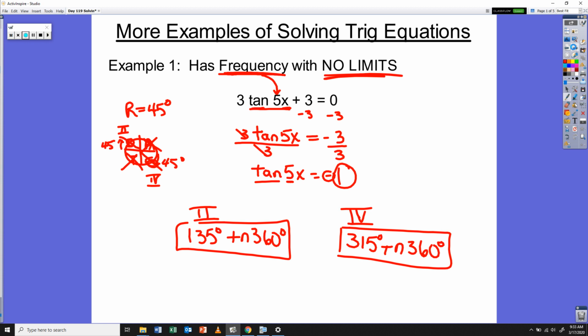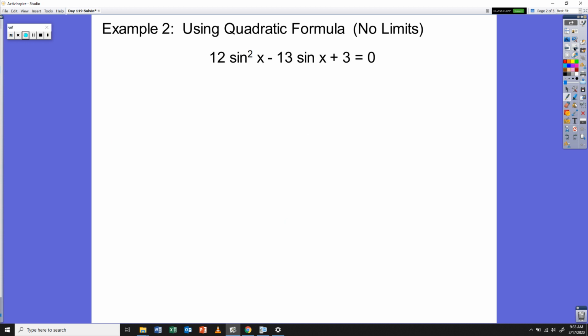Next, we're going to take a look at a problem where you're going to have to use the quadratic formula to help you. Now, you could try factoring this if you want to with that leading coefficient. This is set up like a quadratic. We have a sine squared, we have a sine to the first power, and then we have a constant out here. So because it looks like a quadratic, you should factor it like a quadratic.